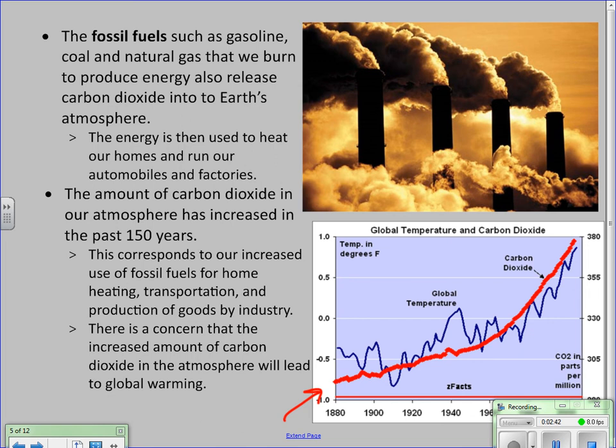What we've noticed over the past 150 years or so is the amount of carbon dioxide in our atmosphere has increased significantly. Carbon dioxide is this red line right here. What scientists are starting to realize is that carbon dioxide in the atmosphere is very closely linked to global temperature. So this is a global temperature fluctuation between years, and it's important to realize that as carbon dioxide increases, the general trend that we're seeing is that temperature is also increasing, and this will have dramatic effects on our environment.